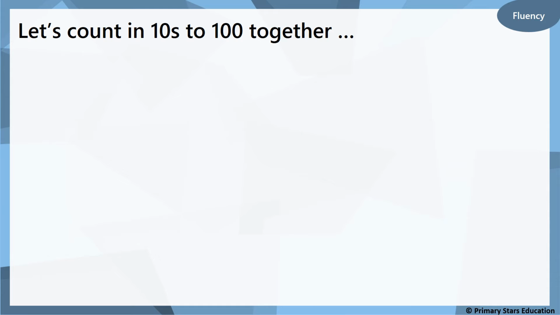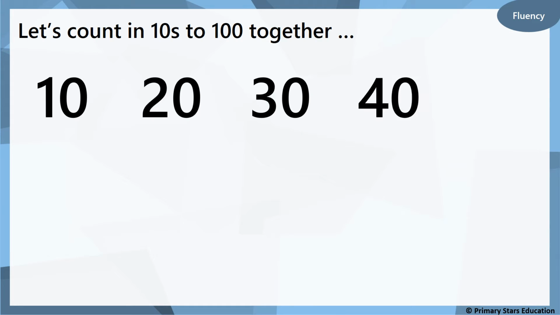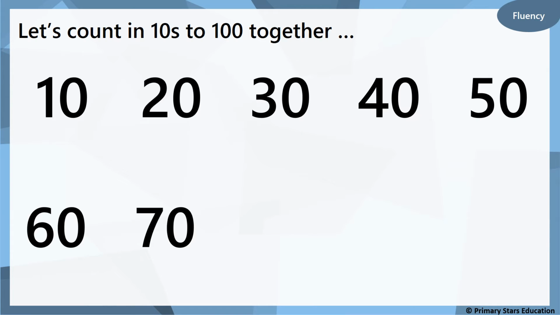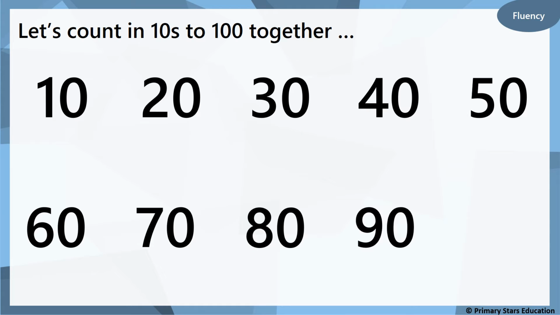Let's count in tens together to 100. Ready? 10, 20, 30, 40, 50, 60, 70, 80, 90, 100. Great job. What do you notice about all of these numbers? They all end in a 0, don't they? And we call these numbers the tens numbers. And they all sound like they've got a T at the end, don't they?